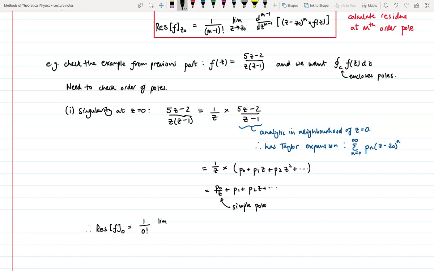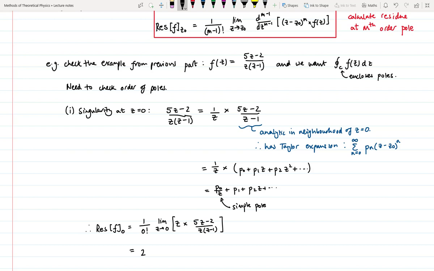The limit as z tends to 0. If we look at the expression in the red box, when m equals 1, the derivative is irrelevant, and we're now left with the limit as z tends to 0 of z times our function 5z minus 2 over z times z minus 1. The z's cancel, and you can check for yourself that when you substitute in z equals 0, this evaluates to 2. And this agrees with what we found in the previous video from the Laurent series.